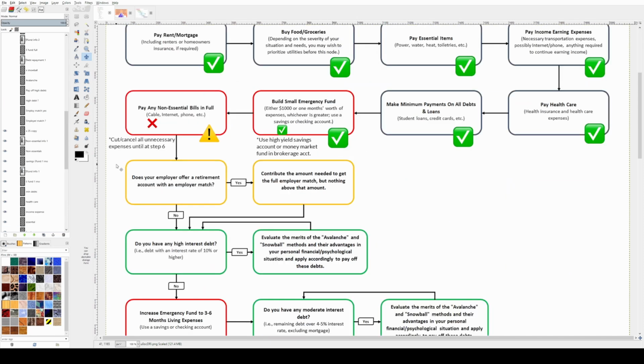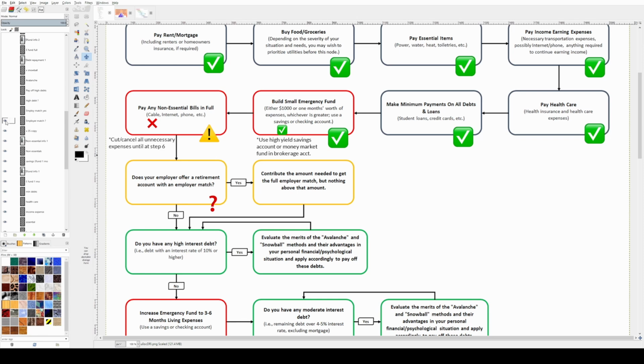After that, we move into step 2, which is employer matching funds, typically for retirement contributions. Here you need to ask yourself, does your employer offer a retirement account with an employer match? Most commonly in the US, this is your 401k. And generally speaking, most employers that do offer a 401k offer some kind of matching program.